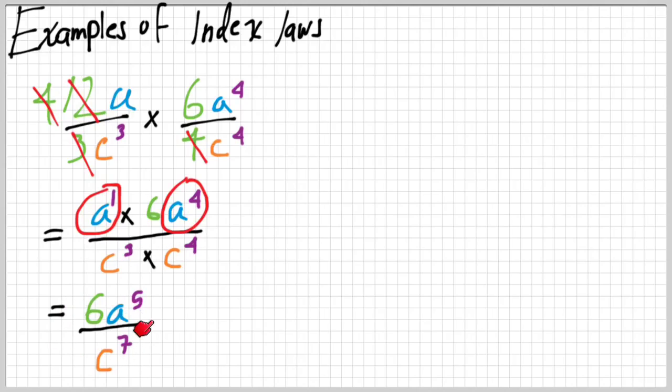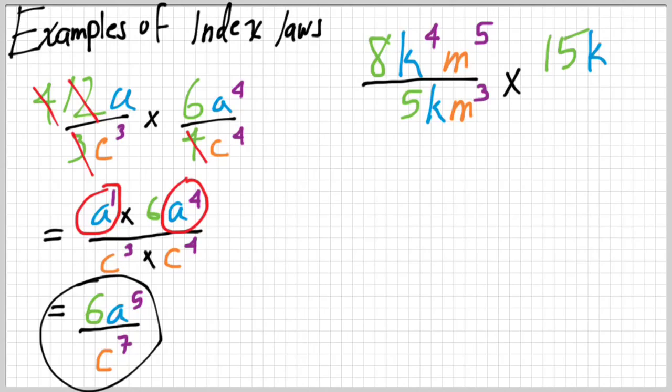There's no more common bases. We've just got an a and a c, and those don't go together. We've got a 6 with no more numbers that can be simplified. That's the answer. So that's a problem from the homework for my class right now. I'm going to do one more example, just to throw it in there.